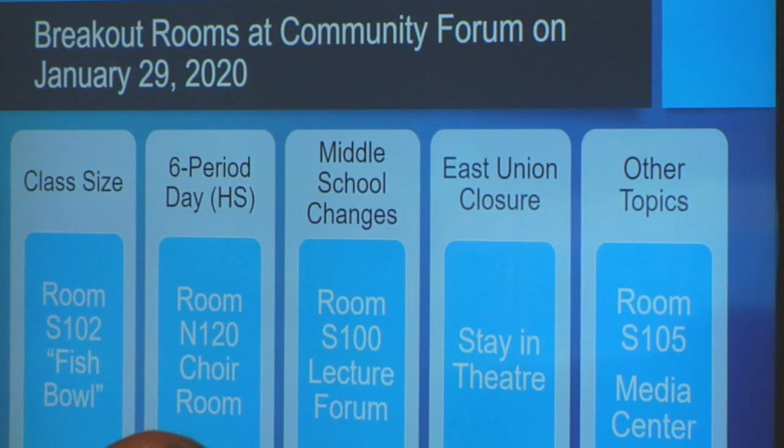So at the community forum on January 29th, we divided up after the presentation was given in the auditorium. Then we divided up into 5 categories. Those included, as you can see, class size, 6-period day at the high school, middle school changes in their teaching schedule, East Union closure, and then other topics. In each of the rooms, there was a school board member, a district administrator, a principal, and on almost every category, teaching and learning staff there to listen. On the next slide, you'll note a summary of each room and the participants. I'll ask each school board member to review what they heard, and other staff that are here that were part of that group to also participate if possible.